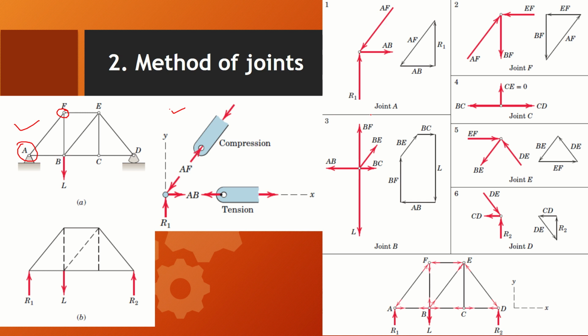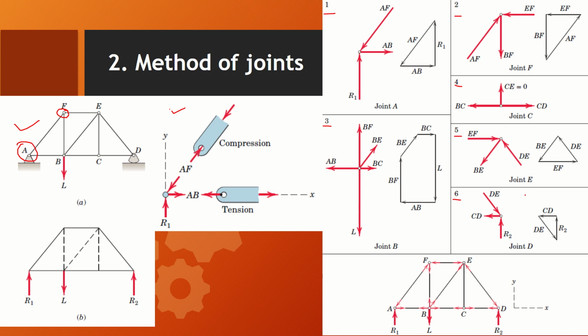Since this joint contains only two unknown forces, that is EF and BF, we proceed to the next joint having no more than two unknowns, and subsequently analyze the following joints. After F, we are going to analyze B, then C, then E, and then finally D. It has to be in this particular order, as you can see from the diagram on the far right, numbered 1, 2, 3, 4, 5, and 6.